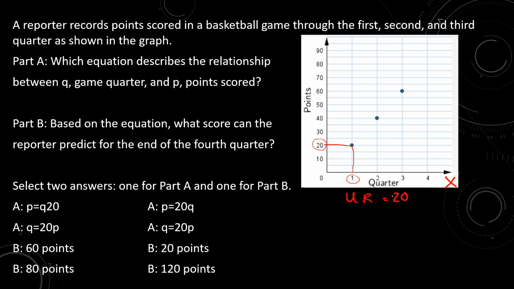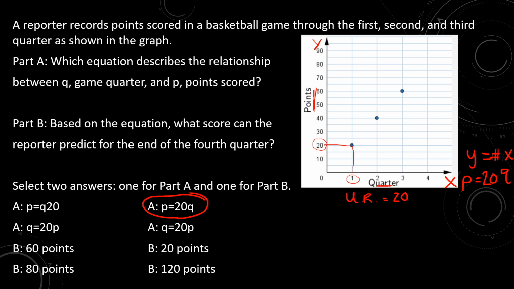So our next step is to look and see, well, remember how I wrote that equation y equals some number times x? X represents quarters, so I'm going to replace x with a Q. And if I look over here, my y-axis represents points, so I'm going to replace y with a P. And my unit rate is 20, so I'm going to replace this dollar sign with that 20. So now I have P equals 20Q, which would be this equation right here.